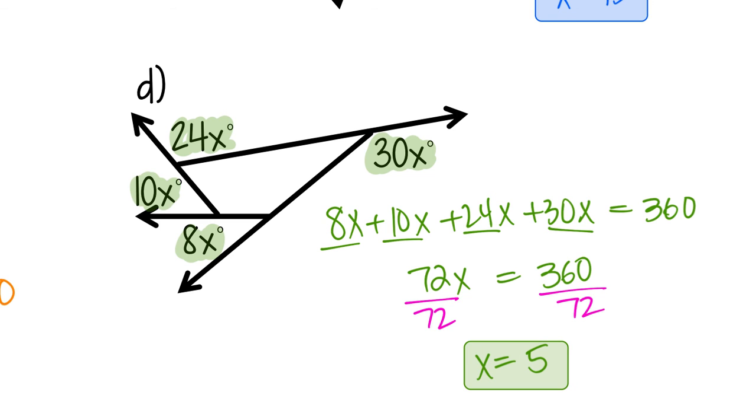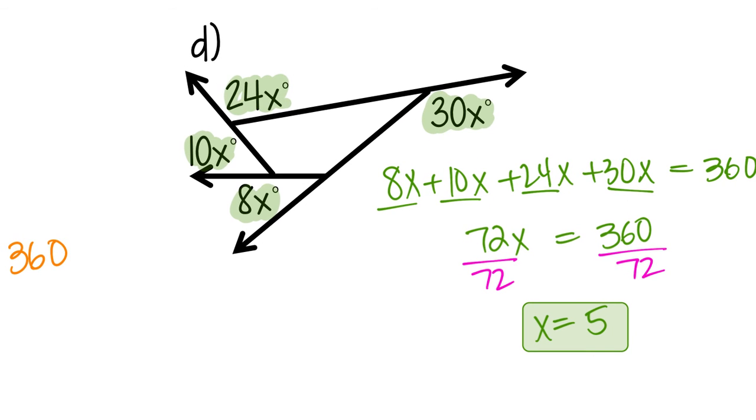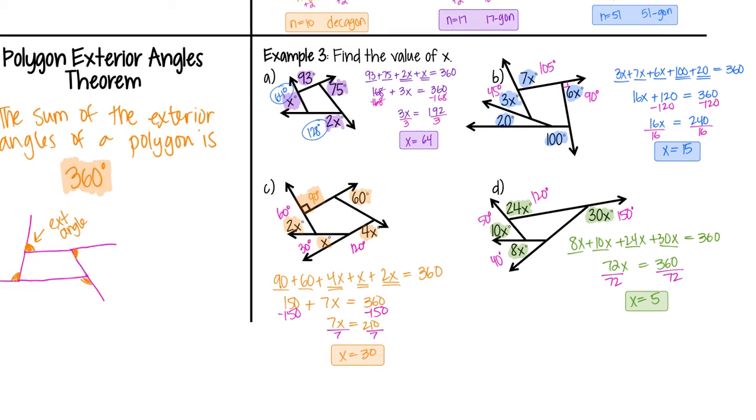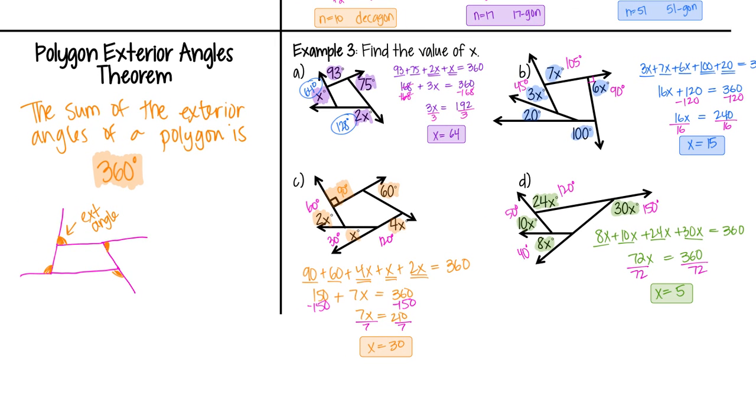So now that we know that x equals 5, I'm going to go around and find all the missing angles. So 8 times 5 is 40. This would be 50, 120, and 150. Okay, so all of this goes with exterior angles, which the main rule is that it needs to equal 360 degrees. Doesn't matter what kind of shape it is. Okay, and that is it for today.